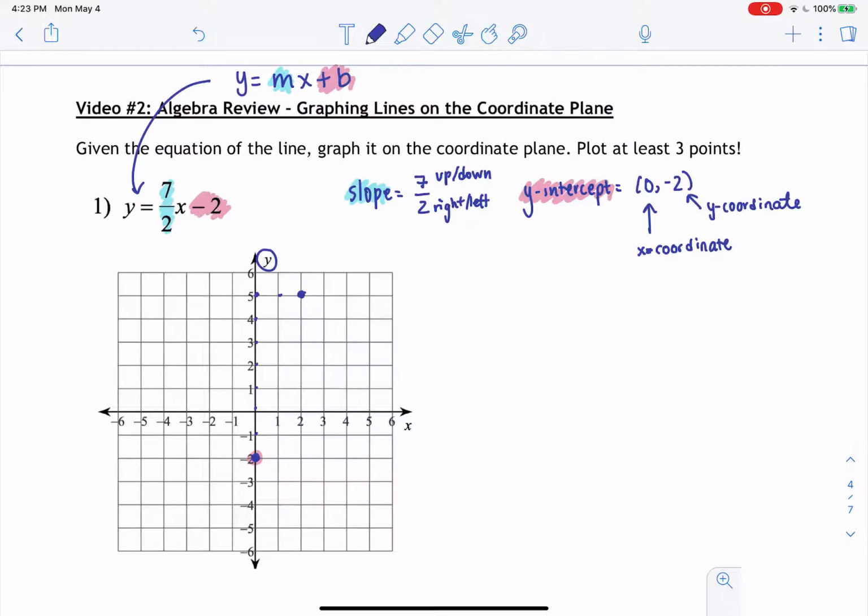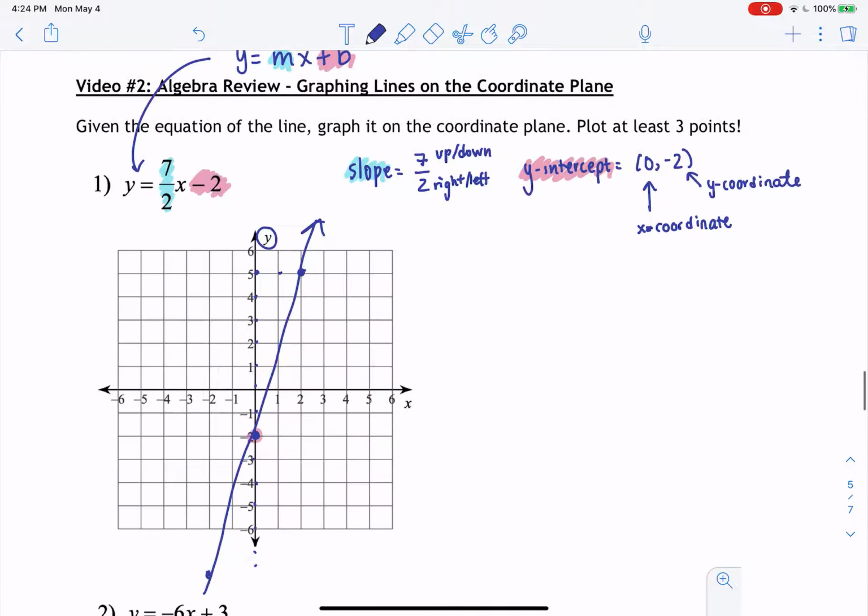It says plot at least 3 points. We can't continue to go up, so I'm going to try to go down 1, 2, 3, 4, 5, 6, 7. To the left 2, 1, 2. And plot a point down here. And then whoa, that got all crazy. But let me see if I can draw a better point. There we go. That's about as straight a line as I can get right now. So thank you for bearing with me. So we're going to plot 3 points and draw a line through them.